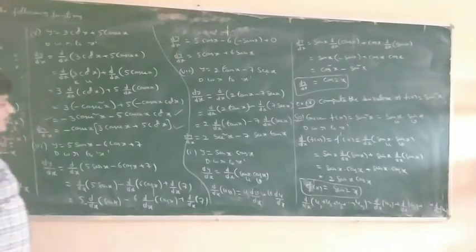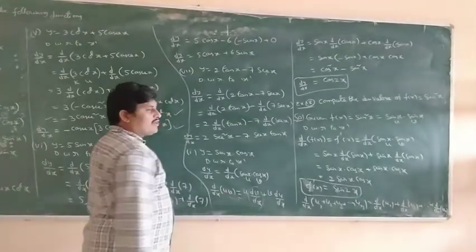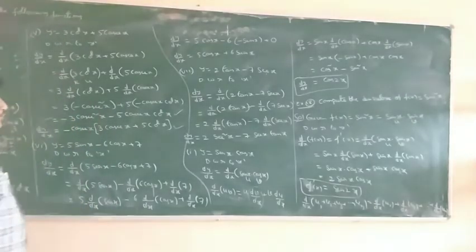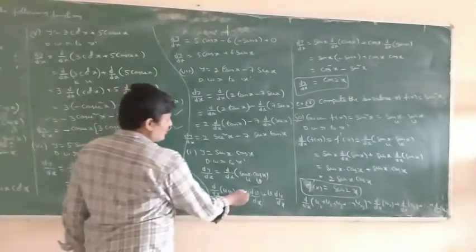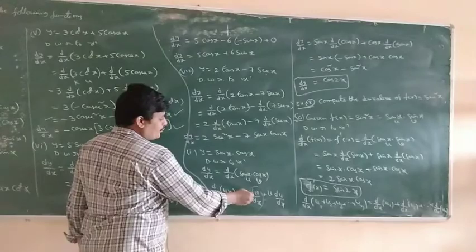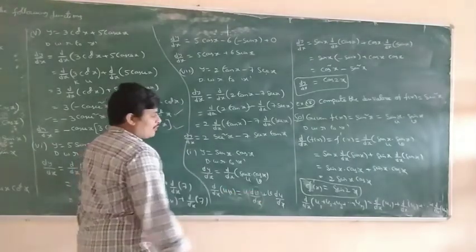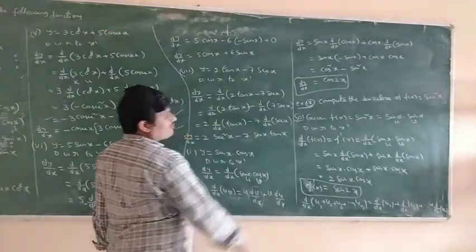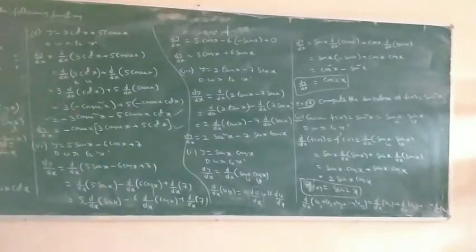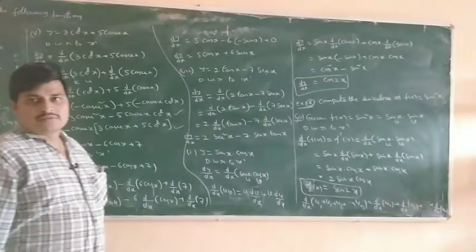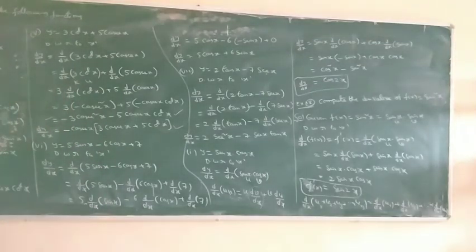Next, derivative of u into v is equal to u into dv by dx, the u function into the derivative of the v function, plus v into the derivative of u function. Yesterday the u by v formula was also introduced and discussed. So this is problem number 11 and example 18.